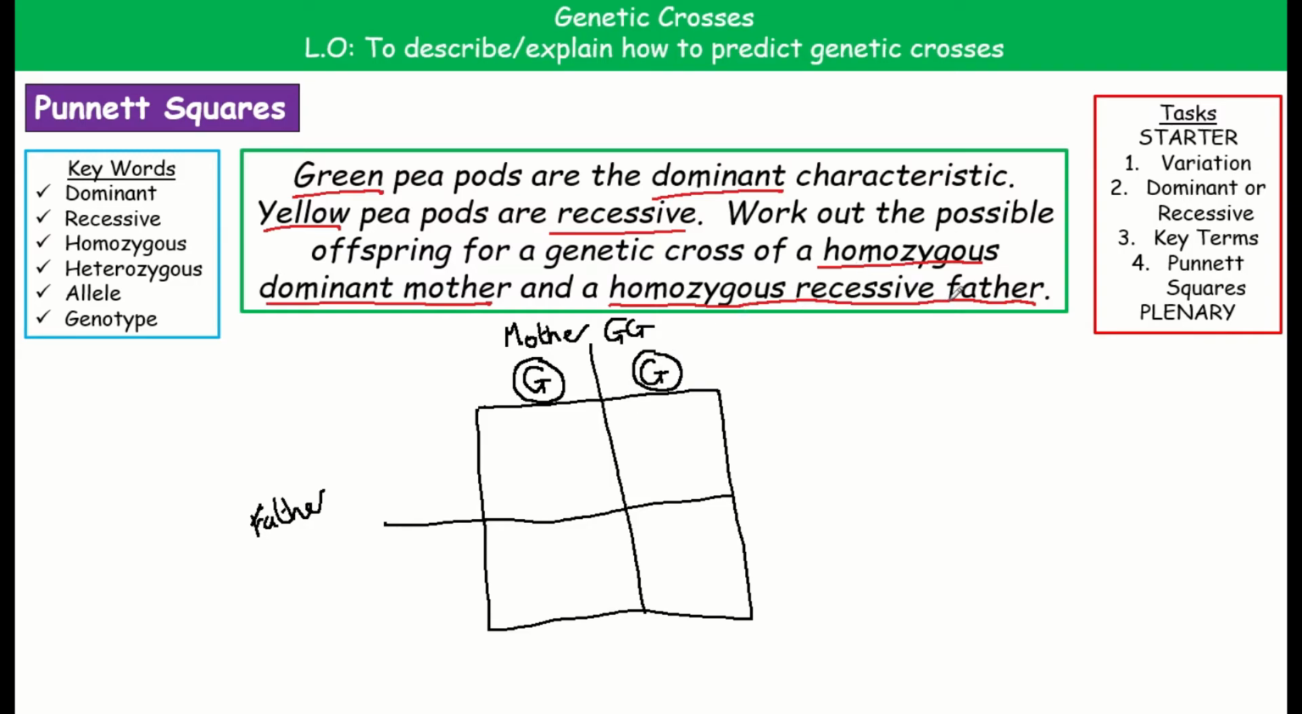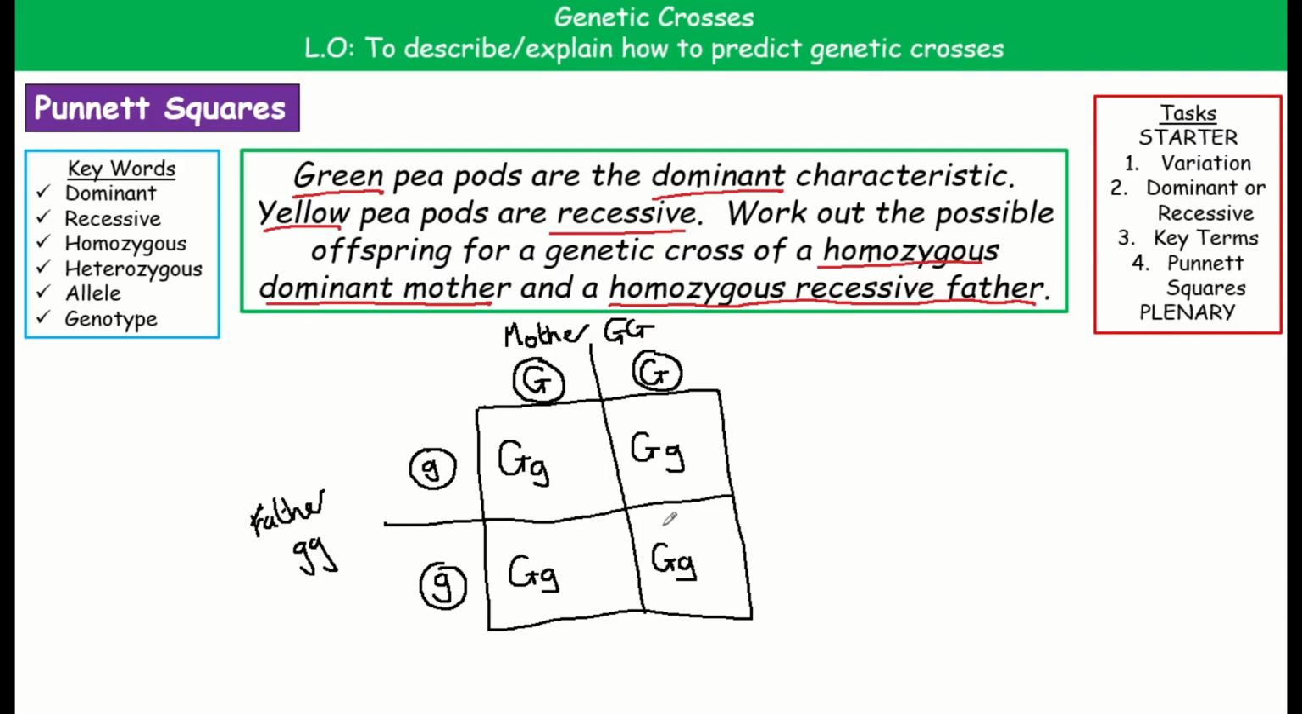Then the father is homozygous recessive. So if the father is homozygous recessive, they're both lowercase g's, and we can then split those into the individual gametes. Then all we need to do is fill it out. So start at the top and then put that capital G in the two cells beneath it. Do the same for this one. Then we start on the left hand side here and we put it in the cells to the right, and whatever's here we put in the two cells to the right again. So we've got all the possible genotypes there.